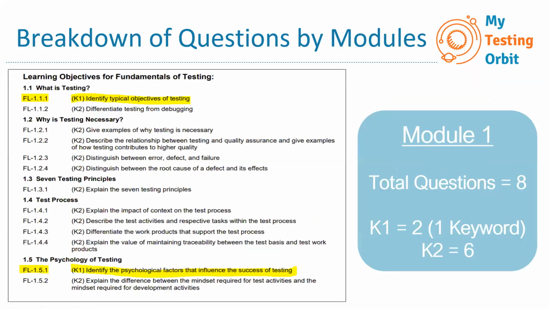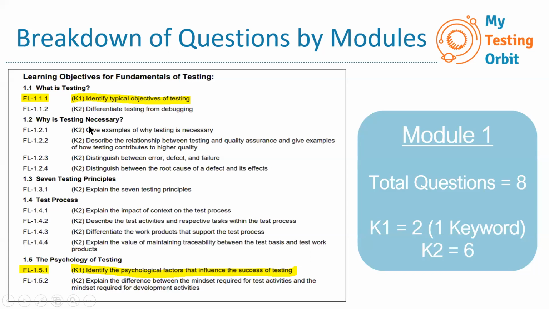Going back to this one, we now know that one will be the keyword. So make sure that you are covering all the keywords from at least module 1 and module 4. Okay, then from K2 we are getting 6 questions. So we have how many?